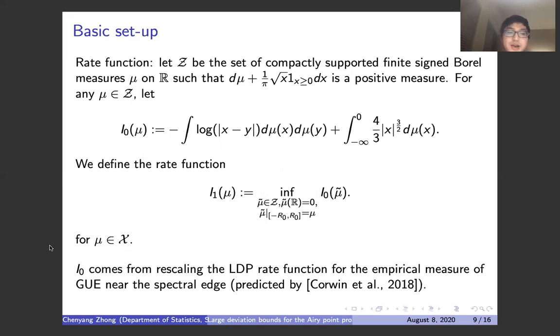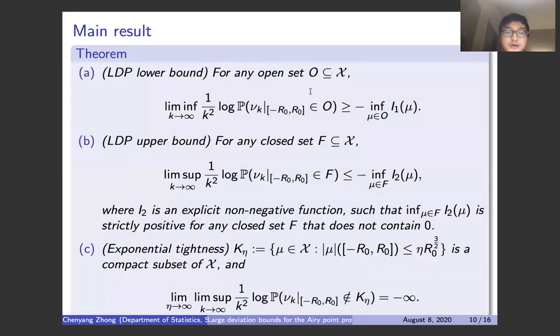We remark that, as we have explained, this I0 comes from rescaling the large deviation rate function for the empirical measure of GOE near the spectral edge, and it has already been predicted by Corwin et al. So now with these preparations, we can state our main theorem. It has three parts.